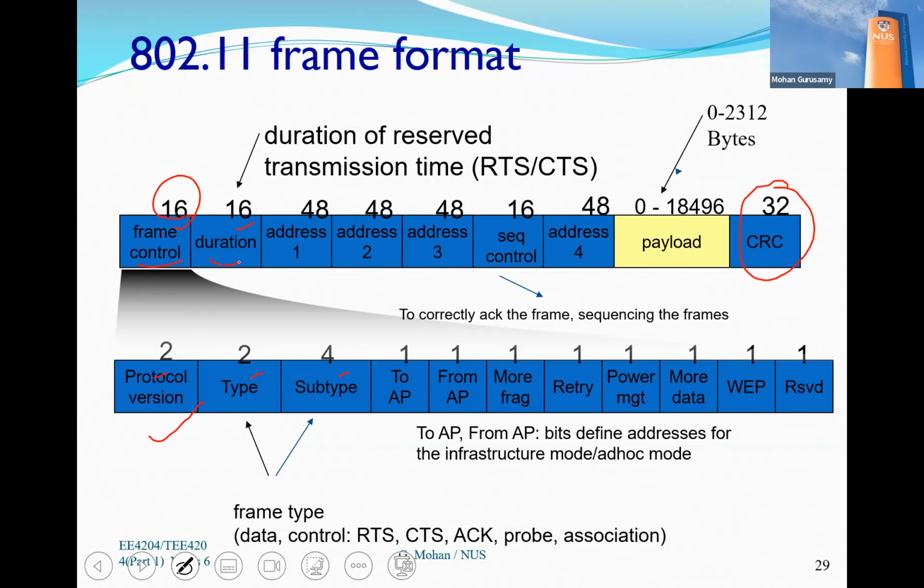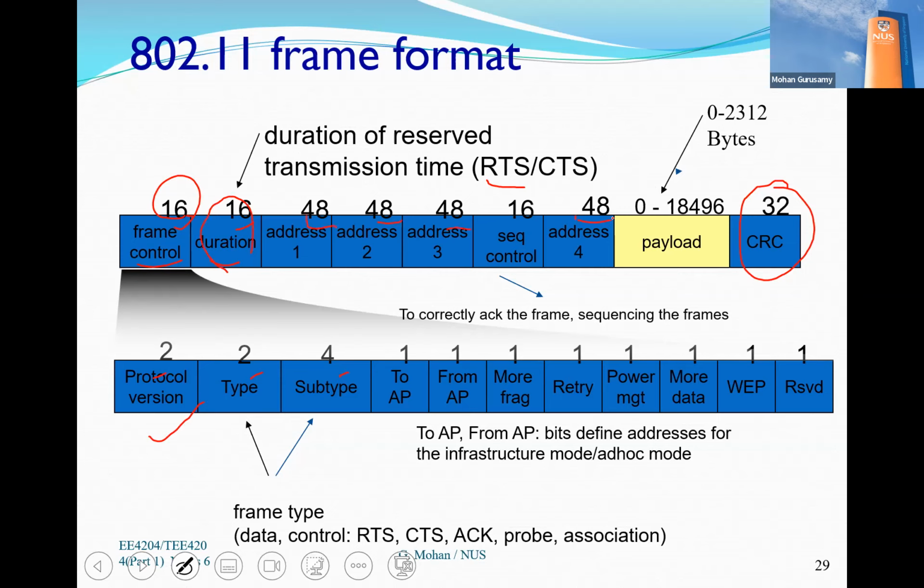Duration. That is, when RTS and CTS frames are exchanged, RTS will tell how long the node is requesting to transmit in microseconds. Similarly, CTS will also echo it. So the duration is represented in these 16 bits. And these are all the 6-byte or 48-bit addresses.